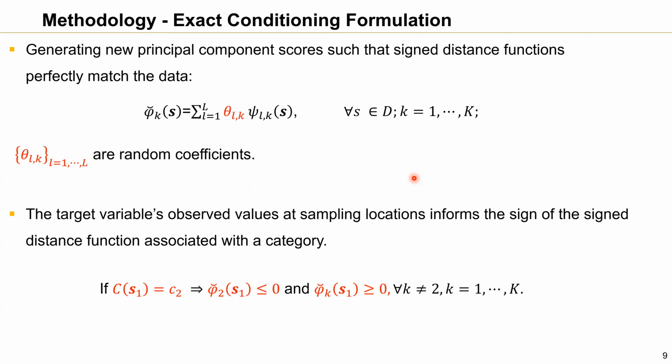associated with any category. So imagine that at location X1, we observe category 2. This means that the signed distance associated with category 2 at location X1 is negative, and the signed distance associated with other categories at location X1 is positive. So this is how we translate the observed value of the target variable in terms of an inequality in the signed distance.